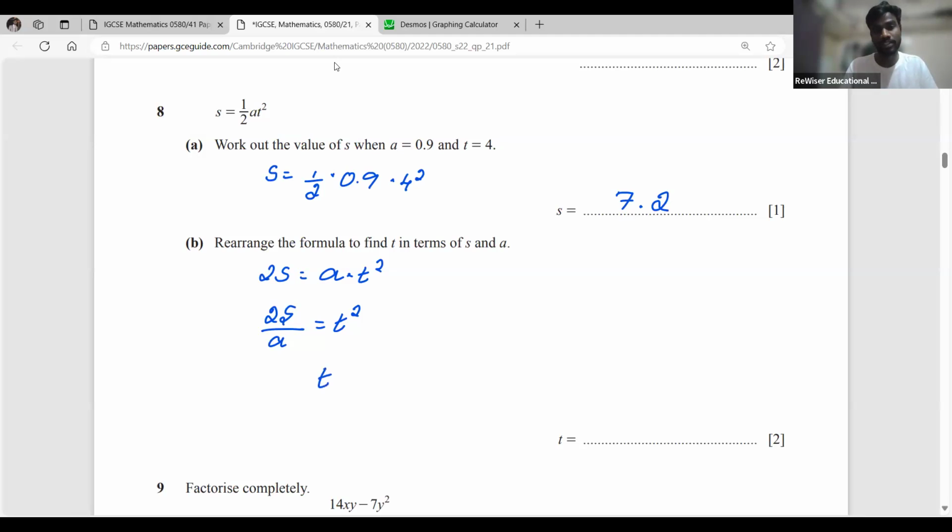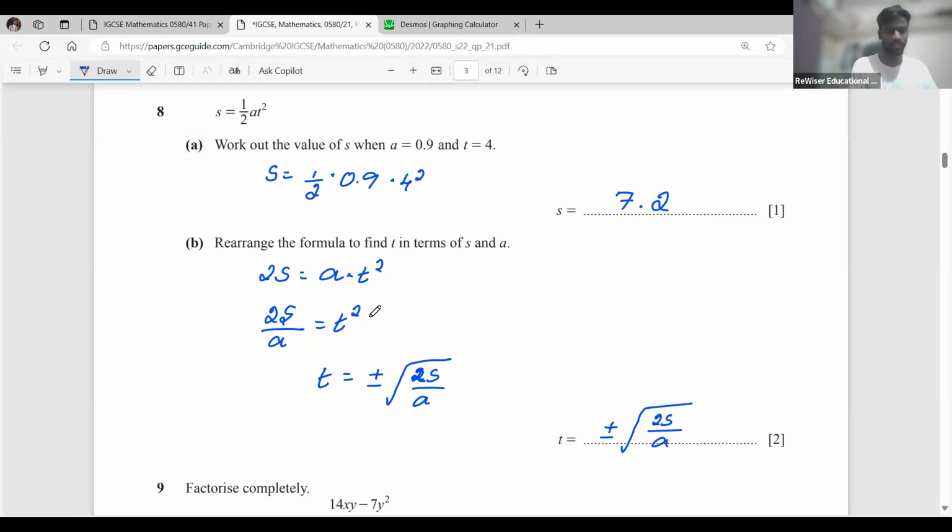So that's going to give us t is equal to plus or minus the square root of 2S over a. And here, writing this plus or minus is very, very important. That's why here I need to write it as plus or minus the square root of 2S over a.